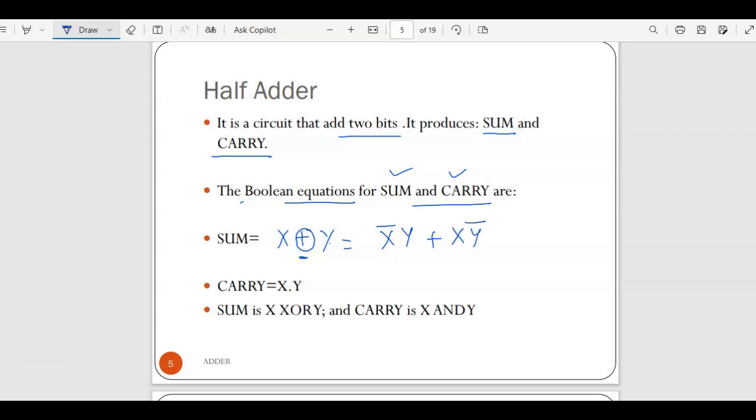If both of the values are different, it is X bar Y plus X Y bar. So this is the expanded form, and the second one is carry, which is AND only. So X dot Y. When you check for the sum, you can also write it as X XOR Y, and for carry it is X AND Y. So dot, you know very well, is the AND operator.